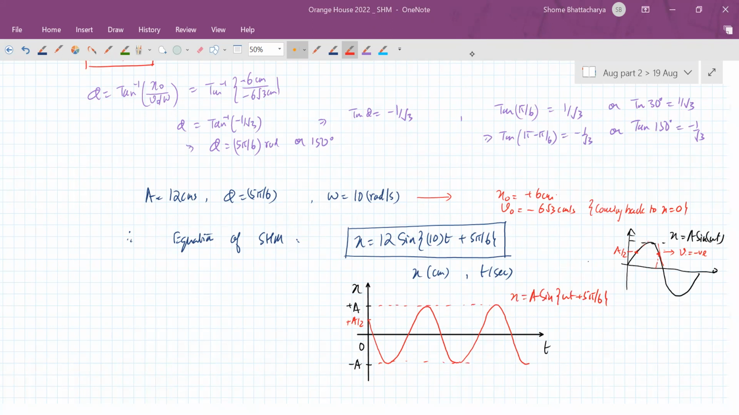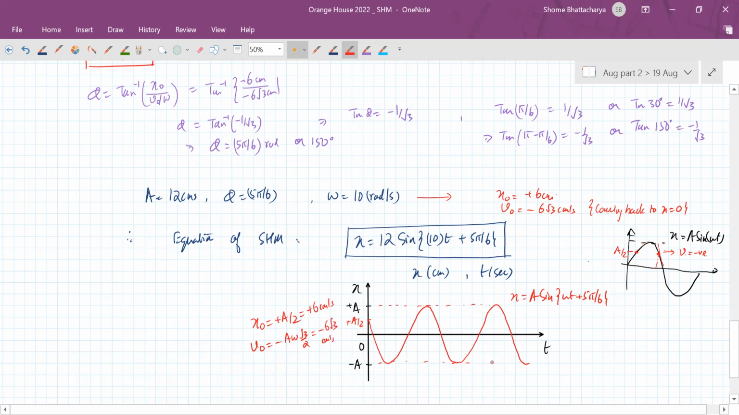So there we are. No? Phase constant is there in the graph. So this graph you can see satisfies this condition. Satisfies the condition that x naught is equal to plus A by 2, is plus 6 centimeters. And v naught is minus of A omega root 3 by 2, or minus 6 root 3 centimeters per second. Understood now, Rahil, how this is different from the standard sine omega t graph, how the phase constant has been brought into the picture.